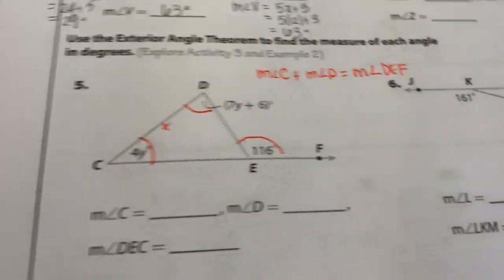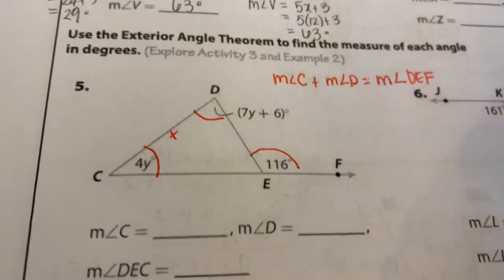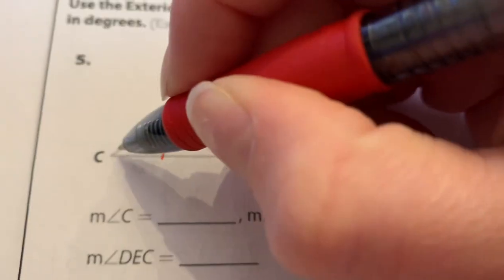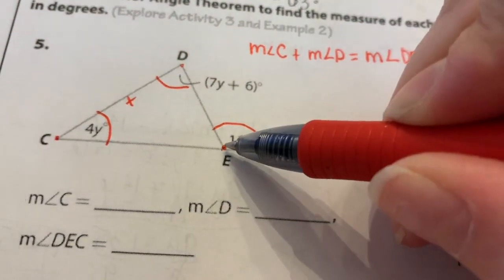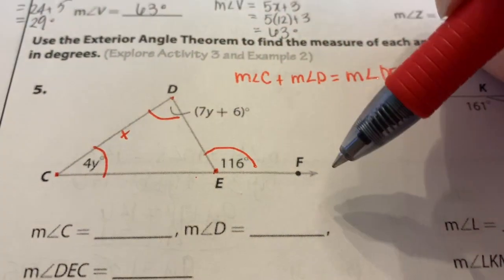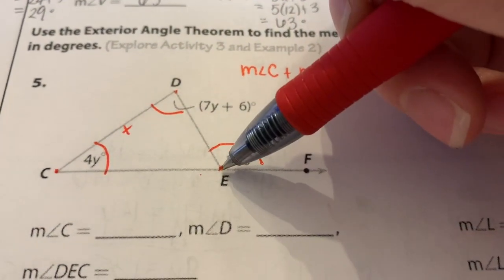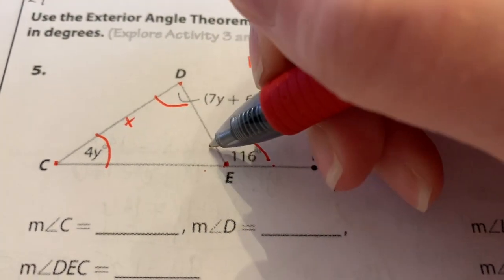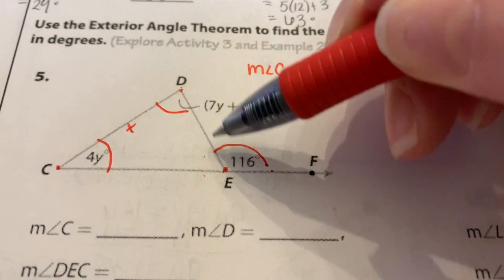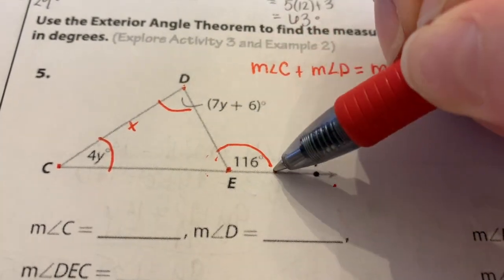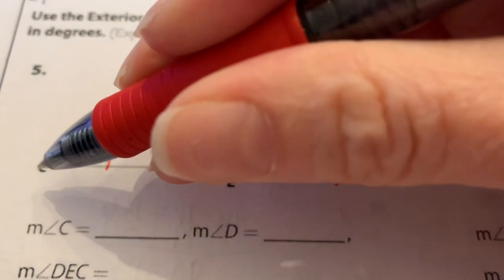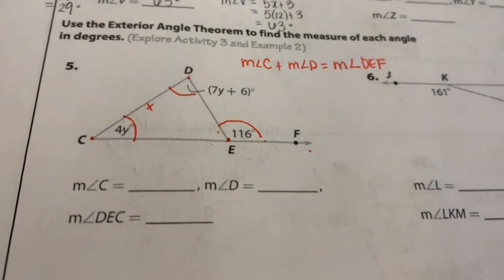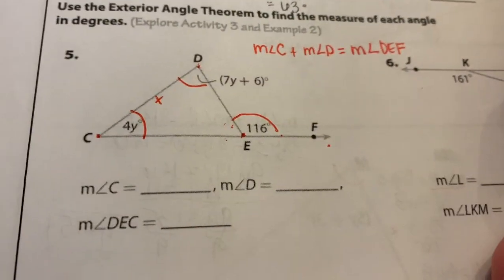Now just to tell you, the reason why these two angles only have one letter and this one is named with 3 letters is because remember that if an angle shares a vertex with another angle, you have to be able to name which one is which. So I can't just call it angle E, because I don't know if I'm talking about this angle or this one. So I say DEF to show that I'm talking about this one, and I say DEC to show that I'm talking about that one. Okay? So I'm going to use this piece of information to help myself find this answer.